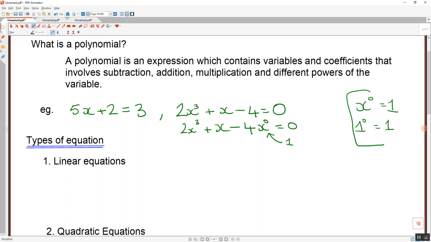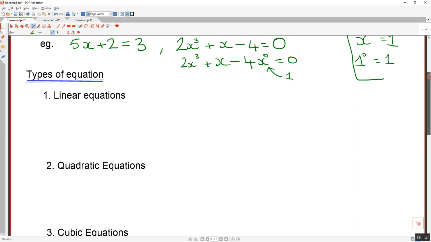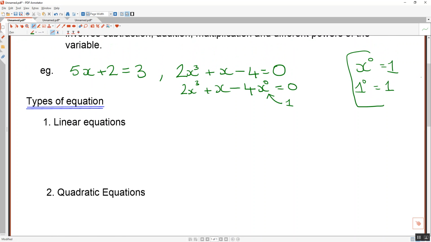Need to highlight that. So, different types of equation. Linear equations. You should all be well versed in your linear equations. Can somebody give me an example of a linear equation? Sally: y equals 3x minus 1.